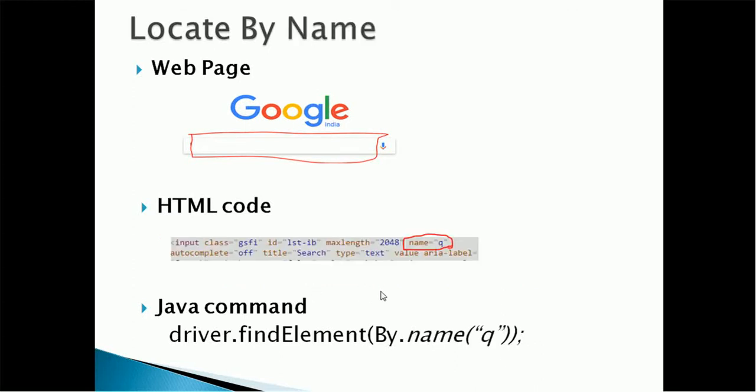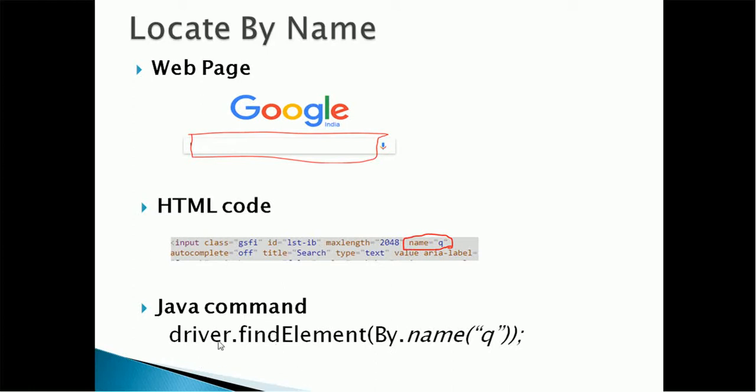The next way is you can also locate by name. If you see this Google search text box, it also contains a name. In some cases an element may contain an ID or a name, but in some cases it may not contain both ID and name, and in that case you should use a different locating mechanism to interact with that text box. Here we will see how to locate by name.